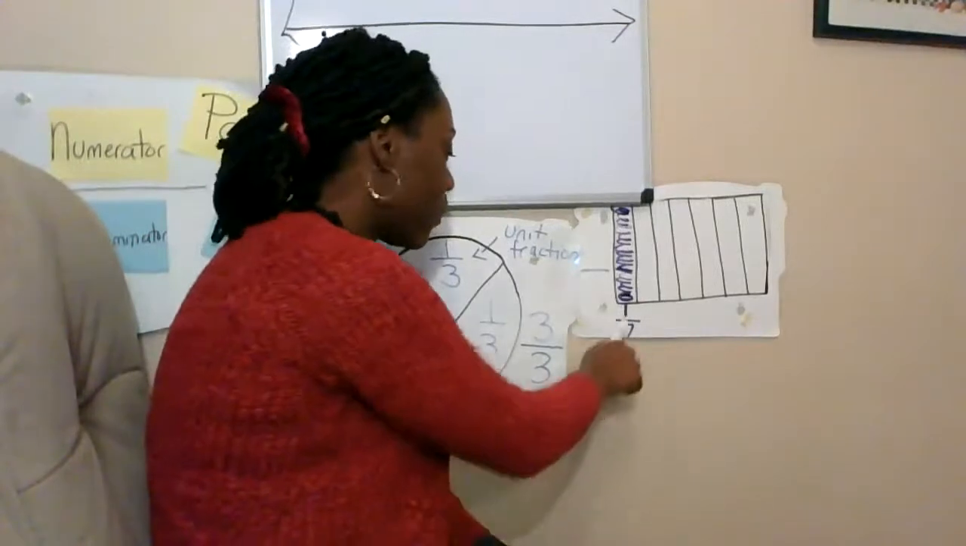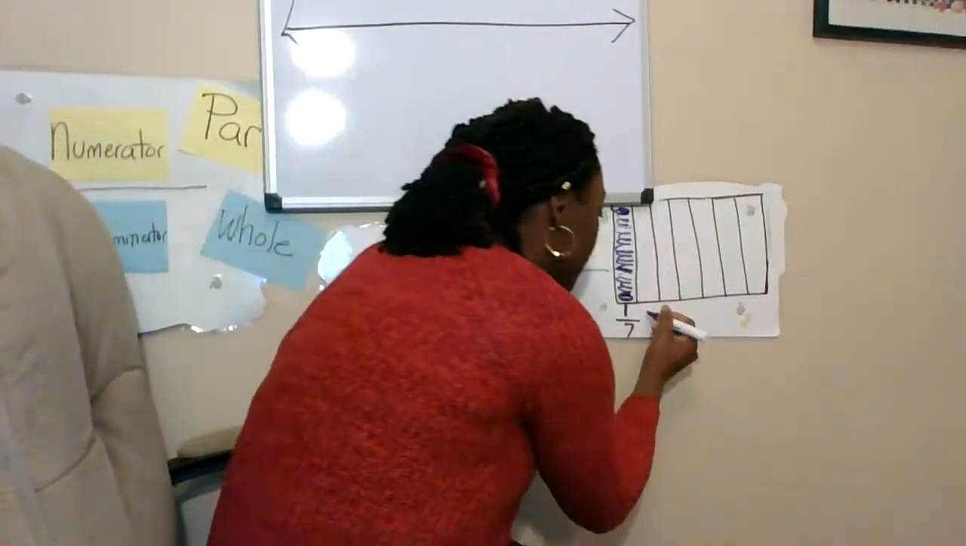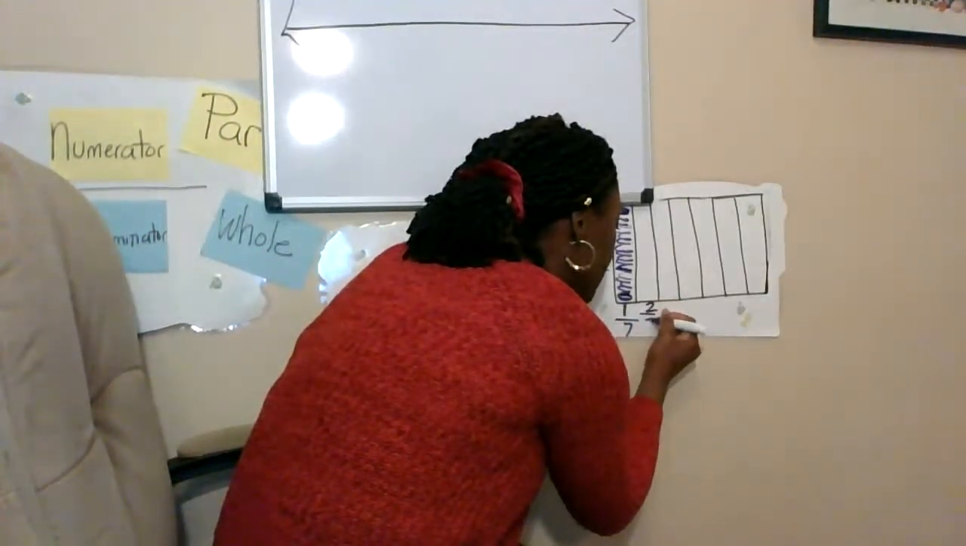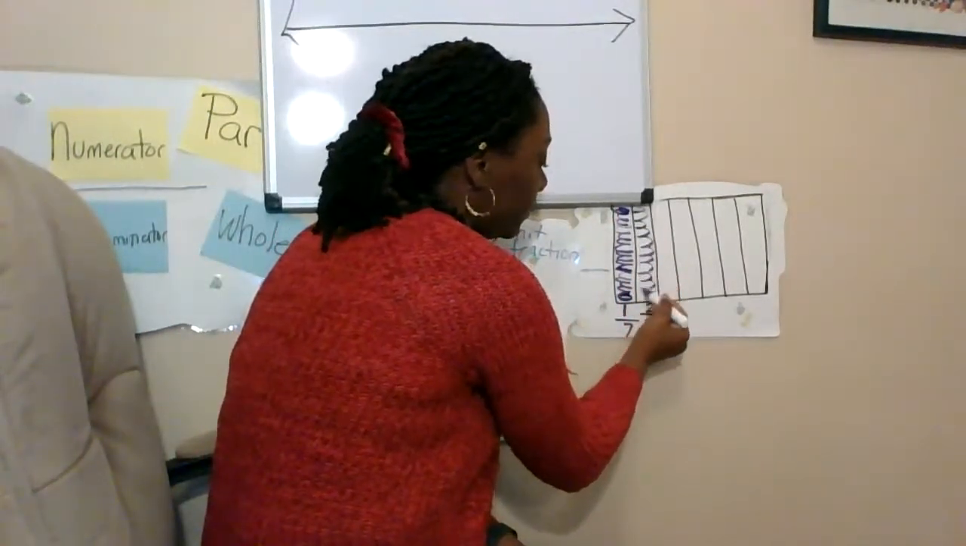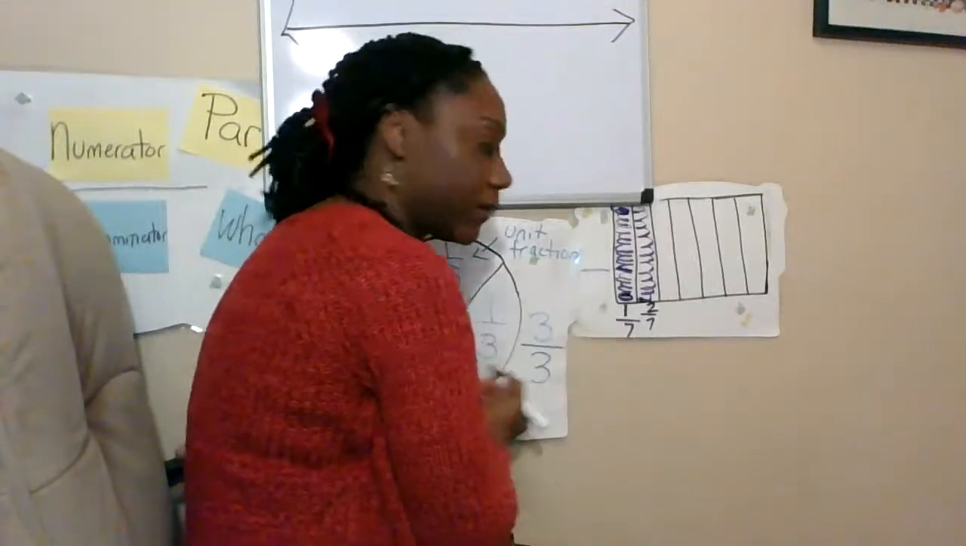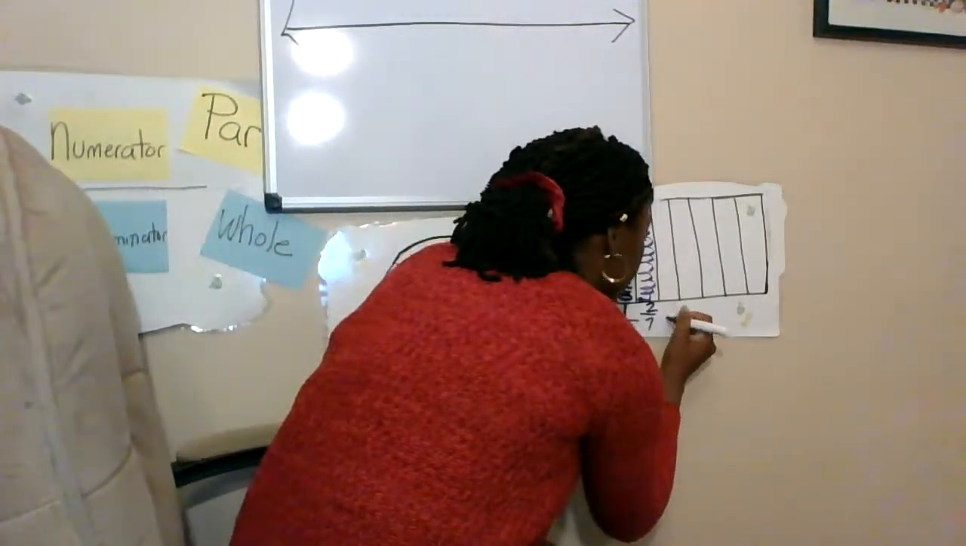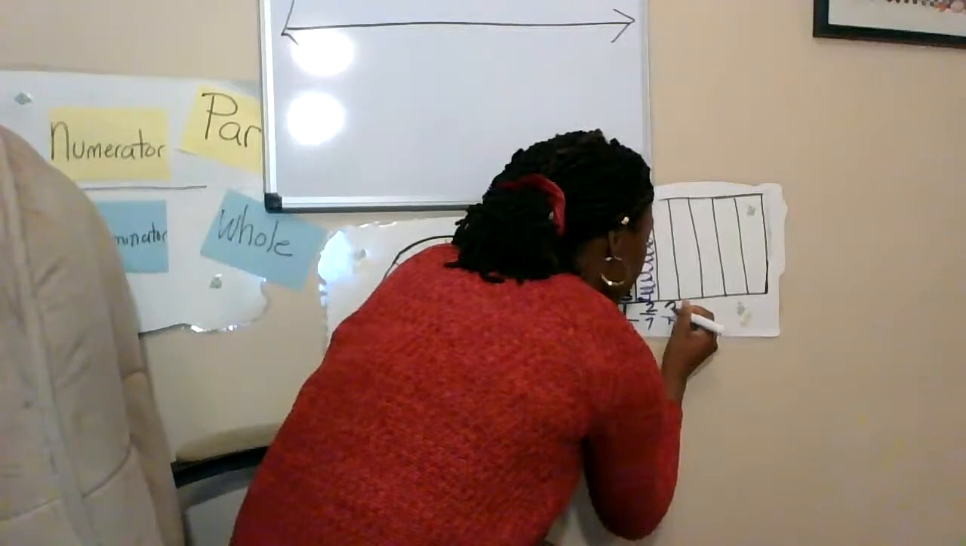Okay, so we have 1/7, and the next one would be 2/7. That's 2 out of 7. The next one would be 3 out of 7.